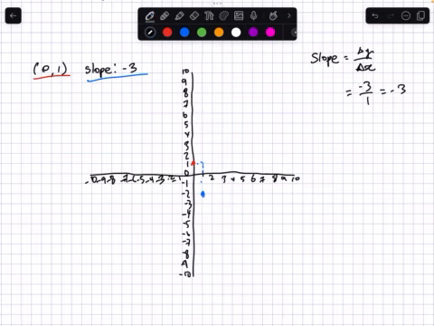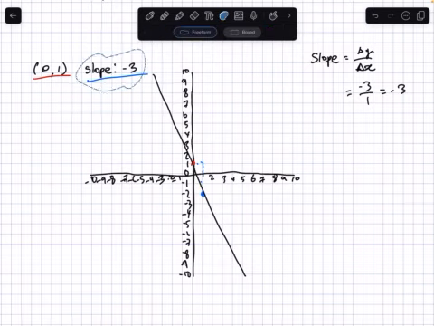And remember, I said that you only need 2 points to make a line in a linear equation. So since we have our 2 points, we can go ahead and use our ruler, if you have one, and draw a line that goes through both points. And there you have a graph from just a point and a slope.